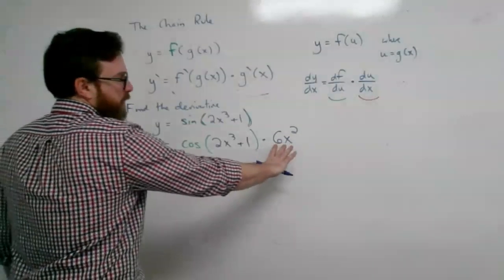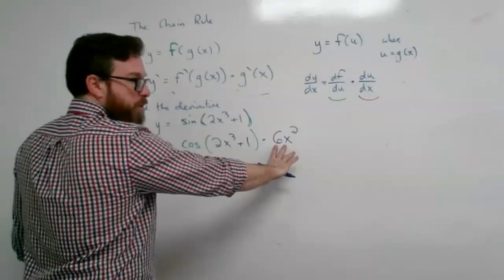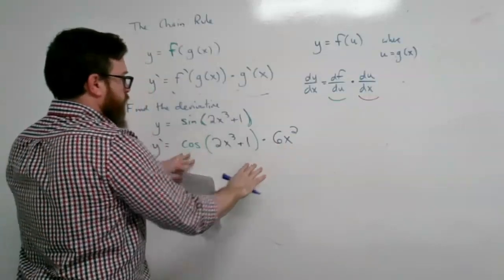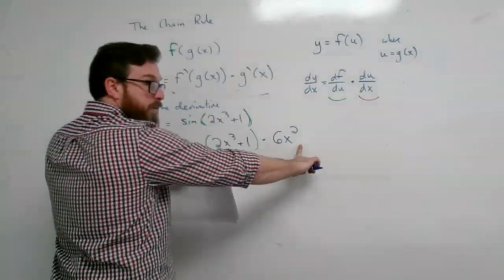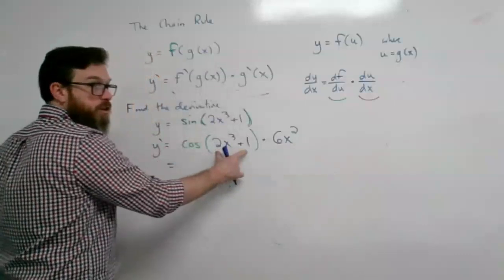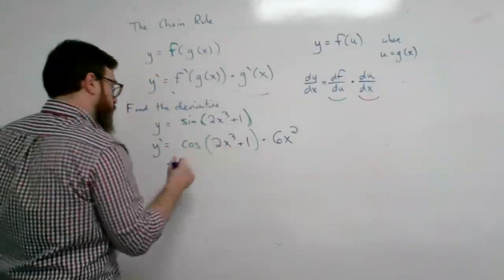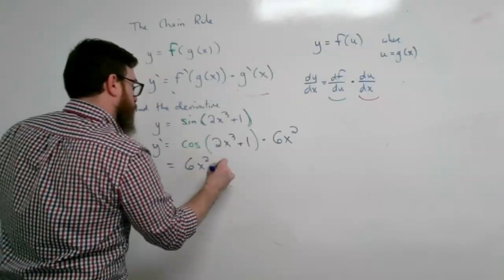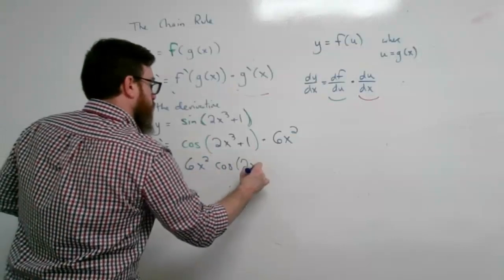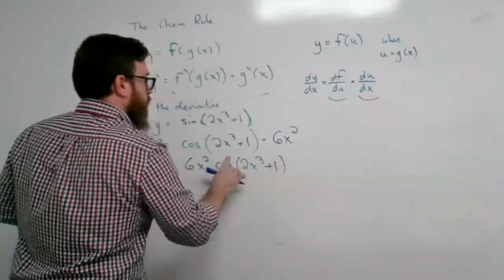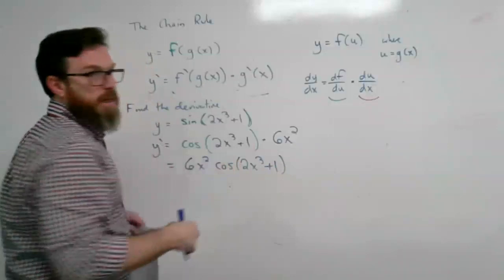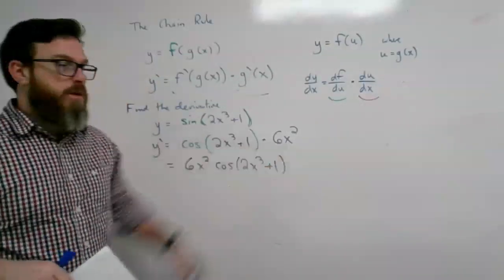Now we tend to not like to write our coefficient polynomials out here because I want to make sure that you know it's not the cosine of these. It's just the cosine of this 2x cubed plus 1. So if I write this as 6x squared times the cosine of 2x cubed plus 1, then we won't have that possibility of making a mistake to think that that's inside the cosine.